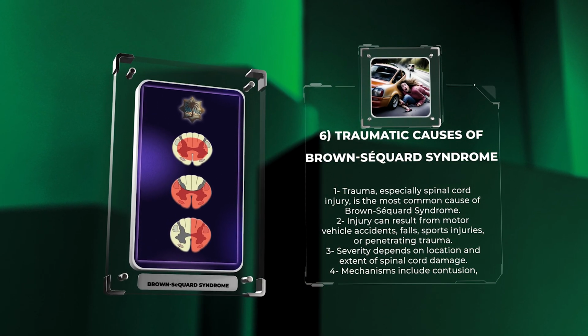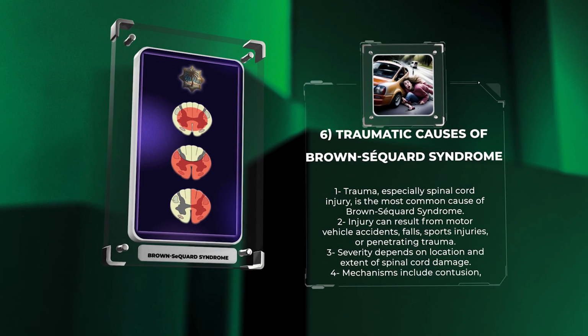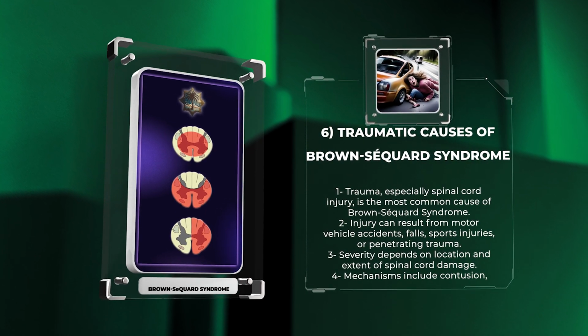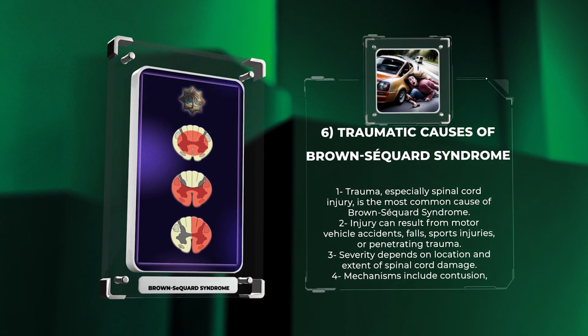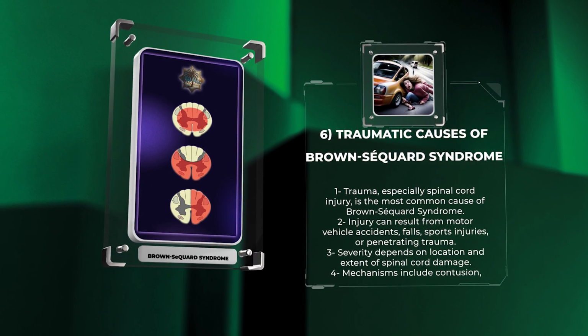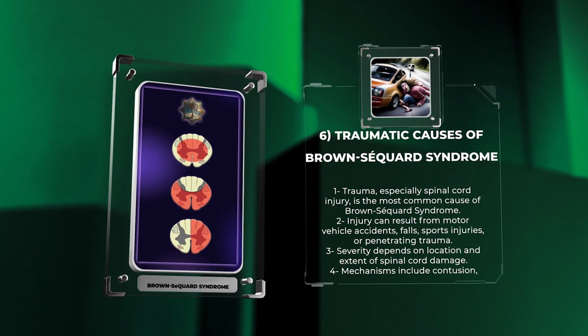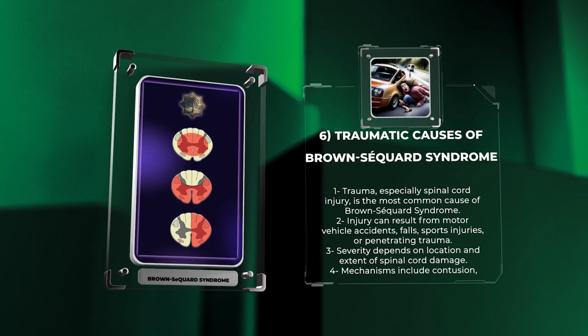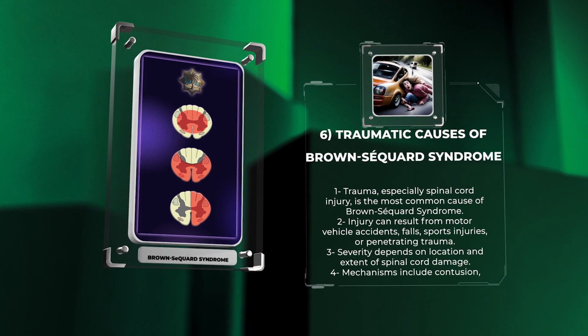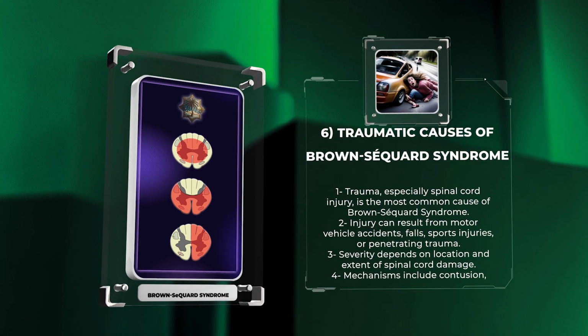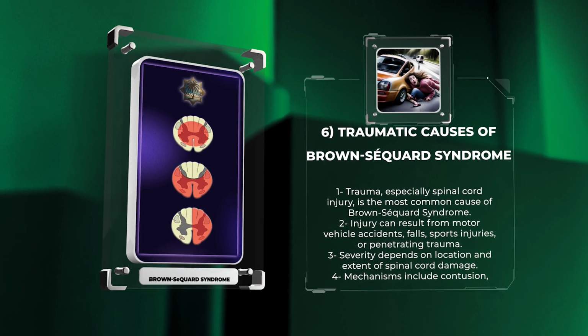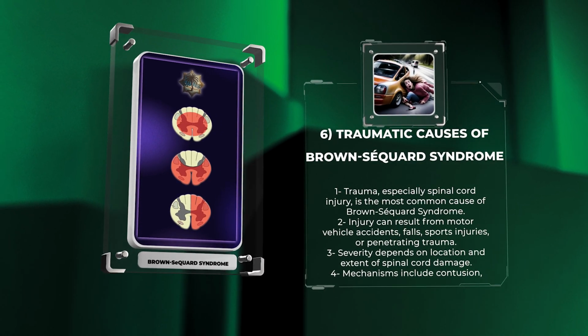The severity of the injury and the resulting deficits depend on the location and extent of the spinal cord damage. When trauma causes Brown-Séquard syndrome, it often involves a hemisection injury, typically resulting from a contusion or compression of the spinal cord. The precise mechanism of injury may involve vertebral fractures, dislocations, or herniated discs, which can lead to direct damage or ischemic injury to the spinal cord.